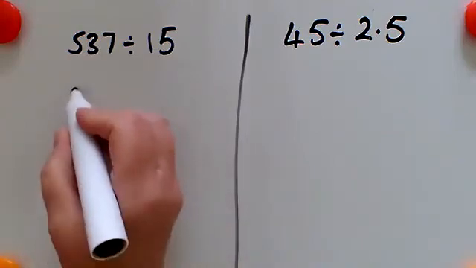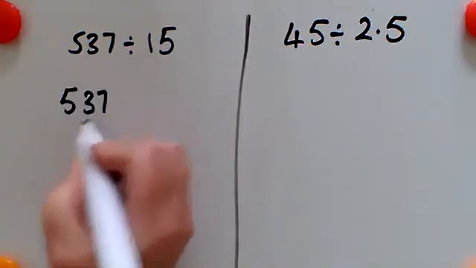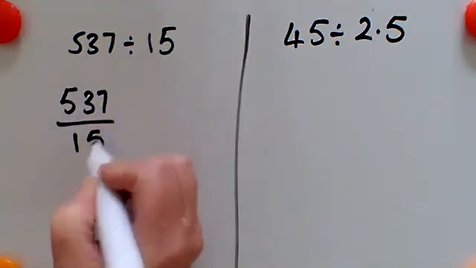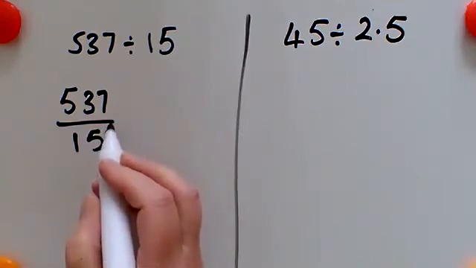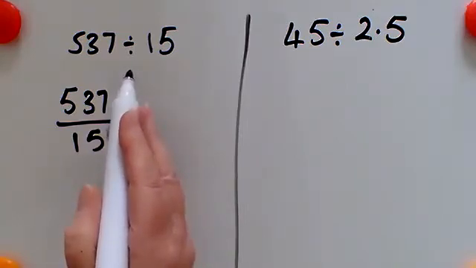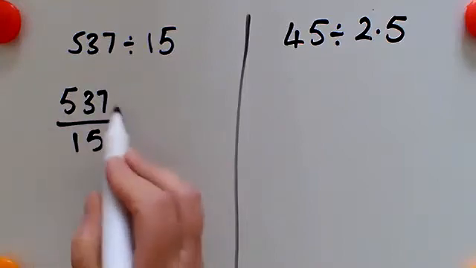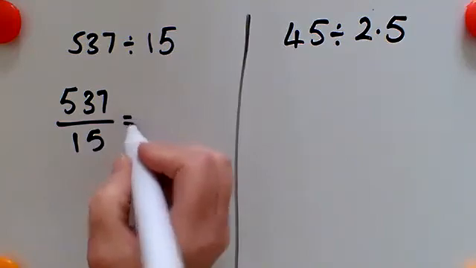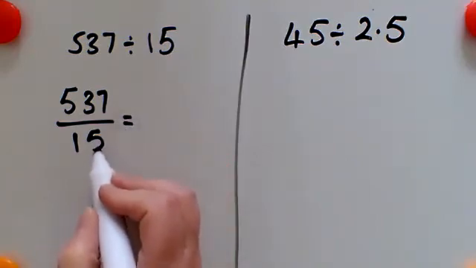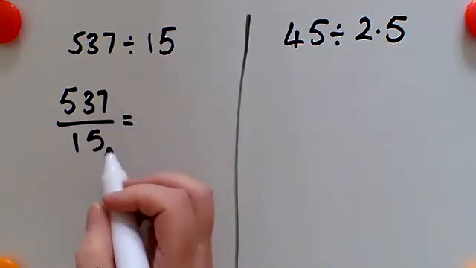So what I'm going to try and do is simplify the calculation. Now I'm going to use this division line. If you've looked at some earlier videos, I do like to use the division line rather than the division symbol. So it now looks like a fraction, and what I know I can do with fractions is simplify them. But the question is, what goes into 15 and 537?